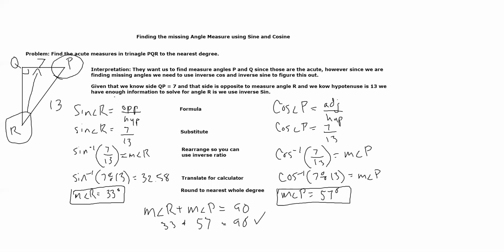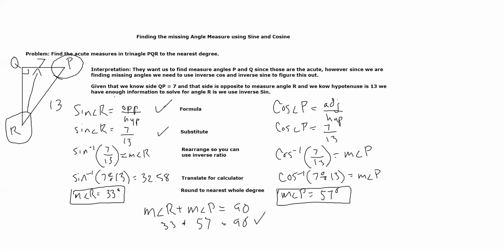I'm just choosing to start with sine. You could, in theory, start with cos and you'd get the same result, but you just need to make sure your ratios are correct. In this case, I want to figure out what R is first. So sine of R is equal to opposite over hypotenuse, right? That's the formula. Cool. Now, the opposite of R is 7, which is my numerator, and my denominator is my hypotenuse, which is 13. Cool. I substituted.